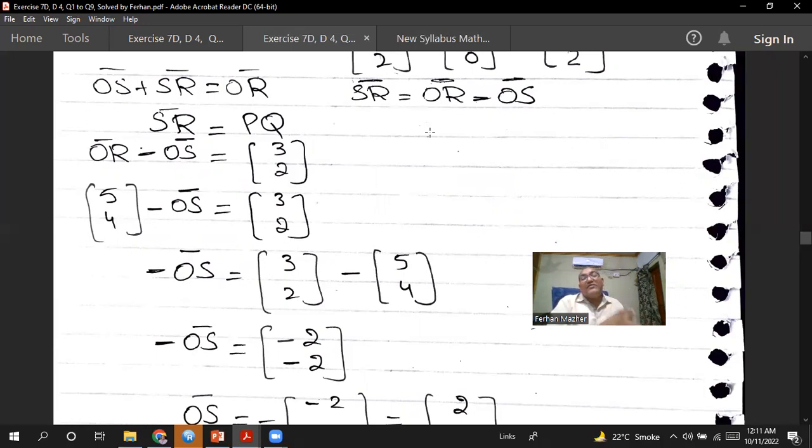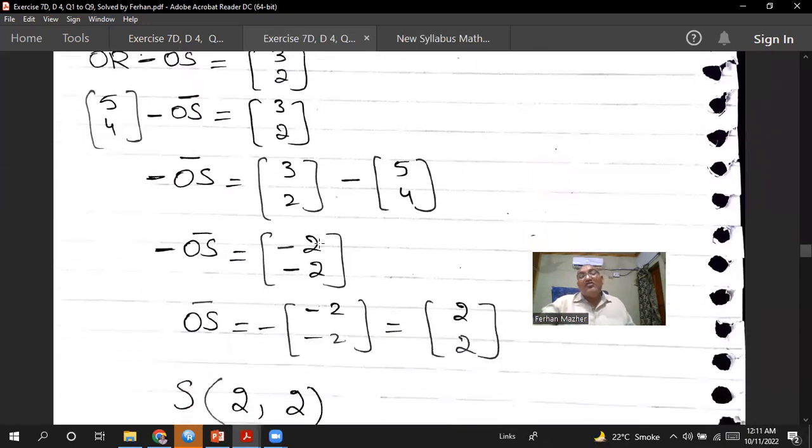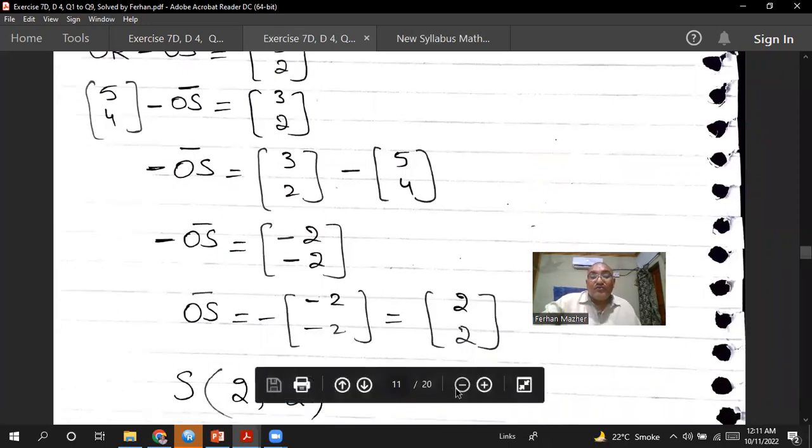So this 5, 4 will go to the other side. It will subtract there. So minus OS is equals to 3, 2 minus 5, 4. So 3 minus 5, it will be minus 2, 2 minus 4, it will be minus 2. So when I will multiply both the sides with the negative number, we will have OS is equals to 2, 2. So the coordinates of the S are 2, 2.